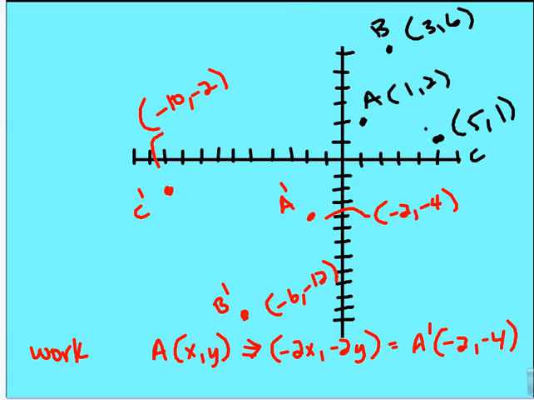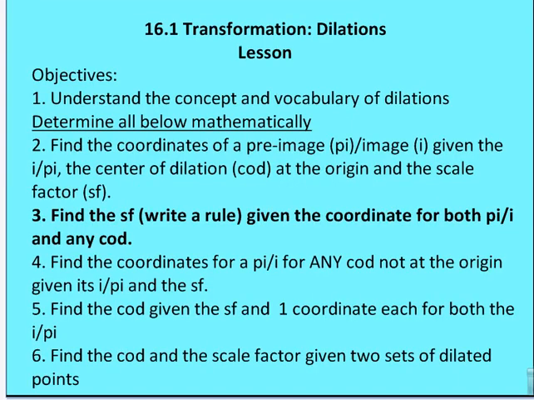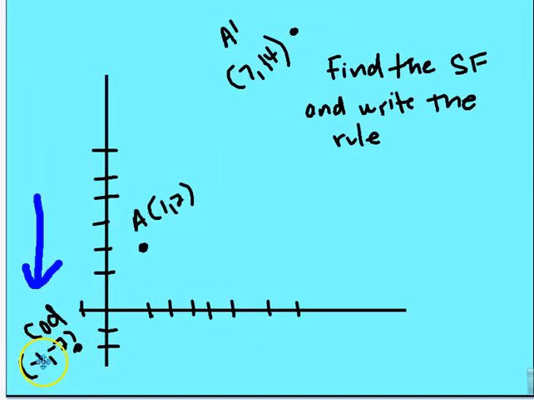Okay, so we're going to move on. Of course, you can pause at any time. I know I'm going through this quickly with the understanding that you can pause if you need to write anything down. All right, so third, we're going to write a scale factor, write a rule, given a coordinate for both the pre-image, image, and any center of dilation. Okay, so here I have any center of dilation, -1, -2, and A is 1, 2, and A prime, the image, 7, 14, so we want to find the scale factor.